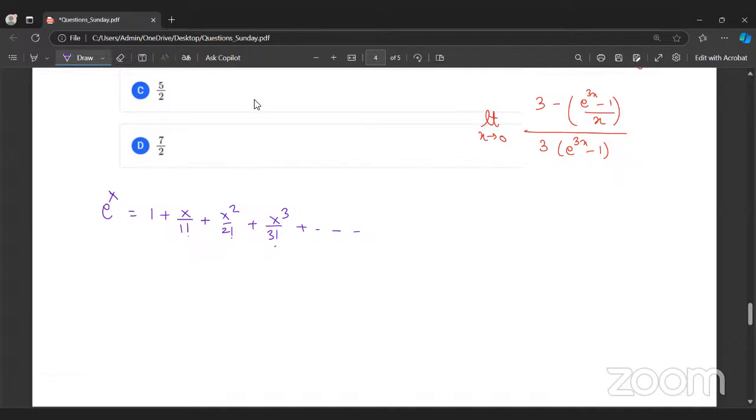Now everyone. Yes, sir. So what will be your infinite expansion of e raised to 3x? Like in place of x, I can write 1 plus 3x by 1 factorial plus 3x whole square by 2 factorial plus 3x whole cube by 3 factorial.